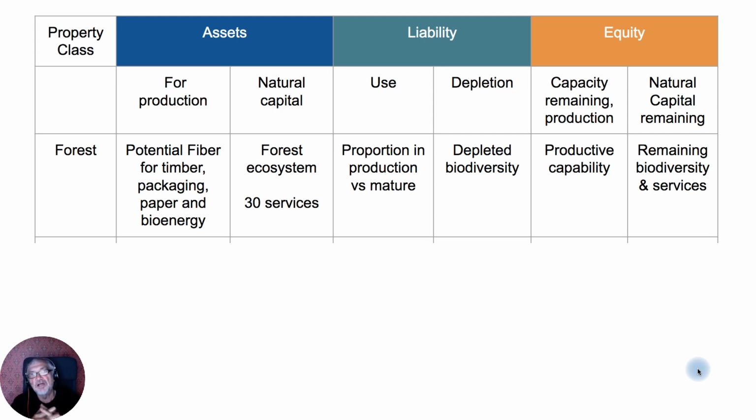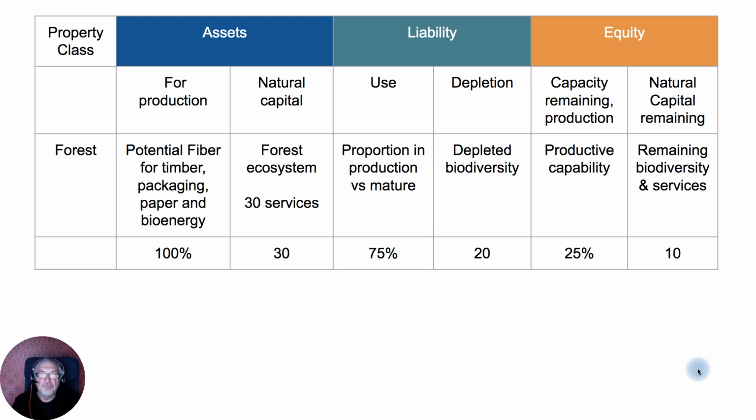Depletion is how much is depleted. That's to say, of the forest ecosystem that we could expect with it being mature and fully developed. How is that? And then we go back to productive capabilities, the equity. So it's like what we have as a potential minus what we've got going, or minus what we've taken. That's the productive capability. And then in terms of equity, you've got the remaining biodiversity and services.